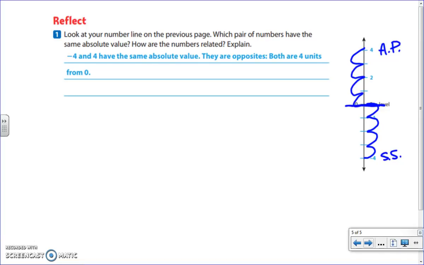So that's your introduction to absolute value. It's a distance. It's indicated by 2 vertical bars around whatever you would like to find the absolute value of. And that's it for today.